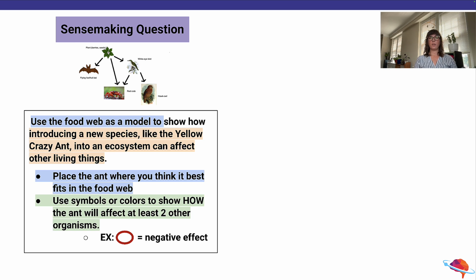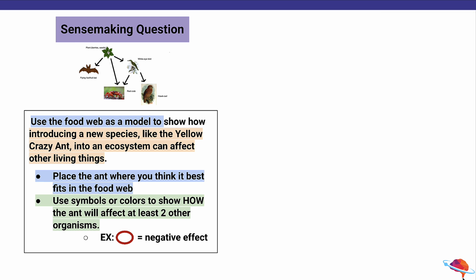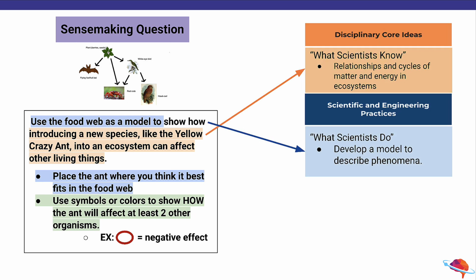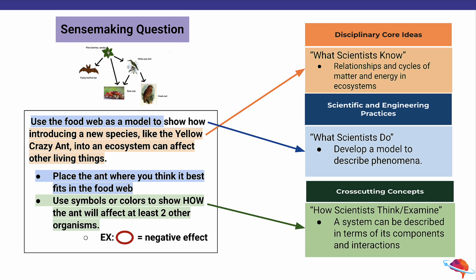Breaking down a sense-making question from this phenomenon will help us get an even better understanding of how we can use this phenomenon to assess the performance expectation. This question asks students to use the food web as a model to show how introducing a new species, like the yellow crazy ant, into an ecosystem can affect other living things. In this breakdown of the question prompt, we can clearly see how it requires students to engage in the DCI, SEP, and CCC dimensions of the NGSS performance expectation in order to make sense of the crabs and the crazy ants.